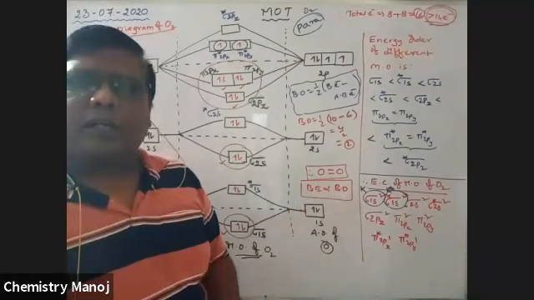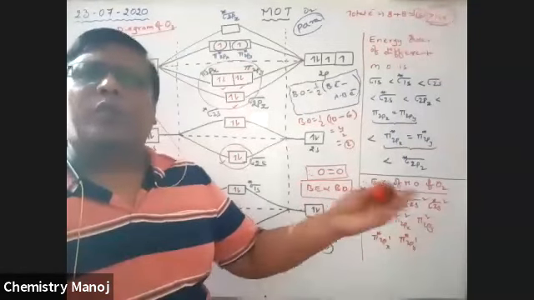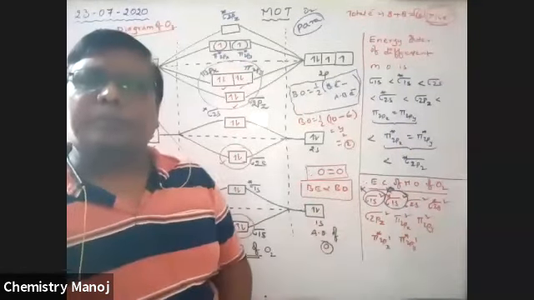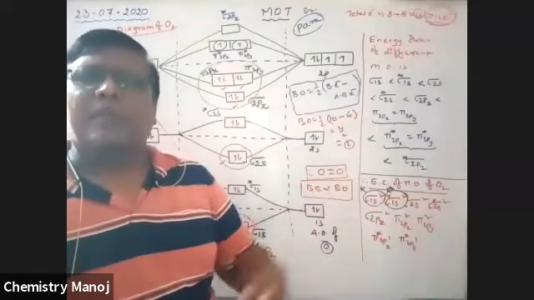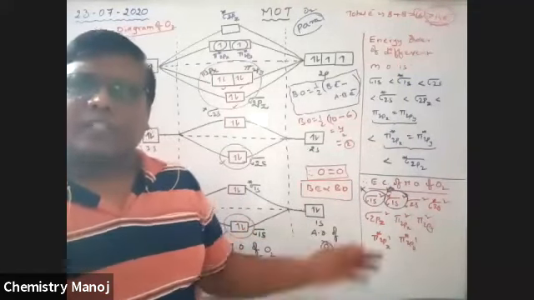So calculate bond order. Which one has the greatest bond order? More bond order means more bond energy. If more bonds are there, automatically more energy is required to break those bonds. That is the bond energy.